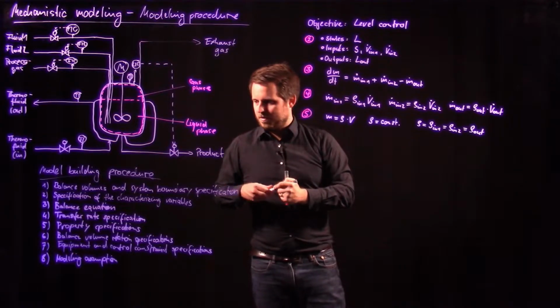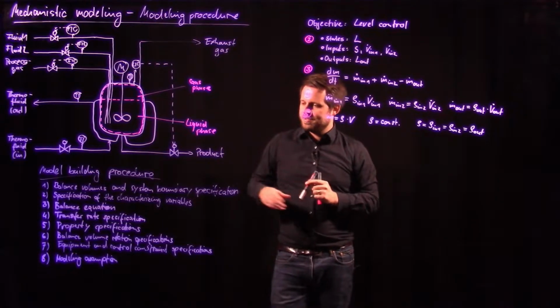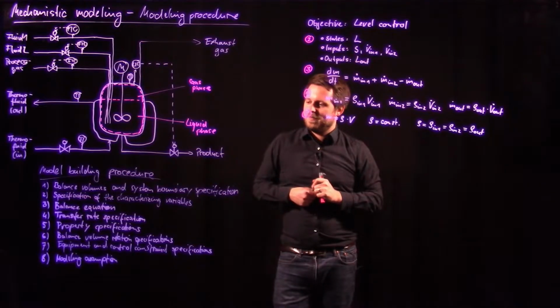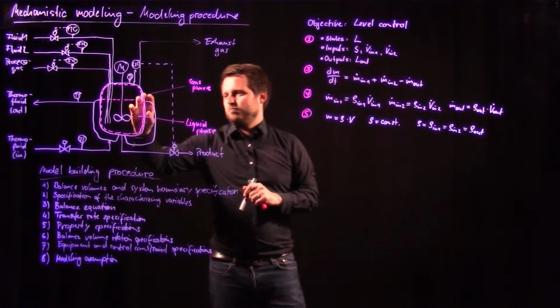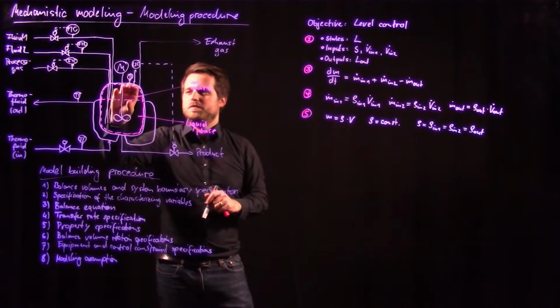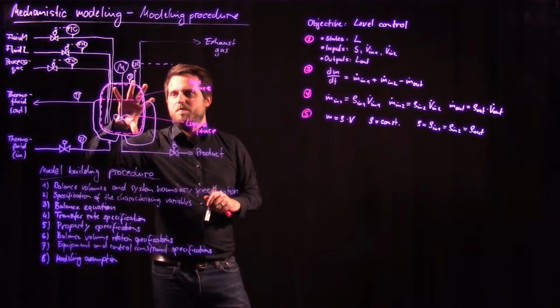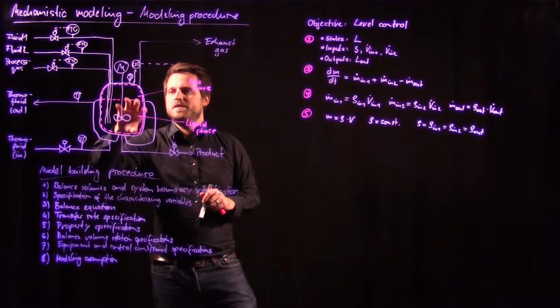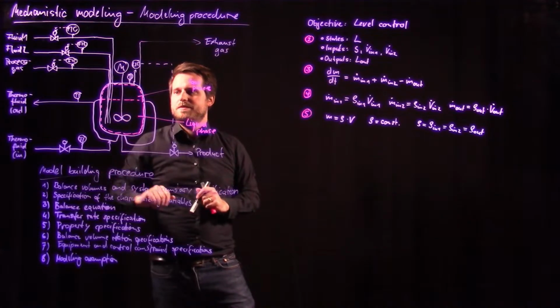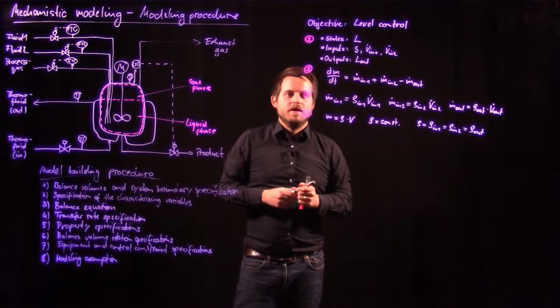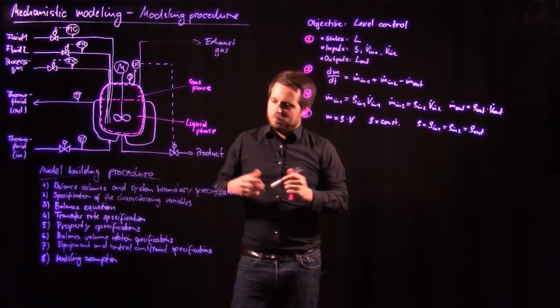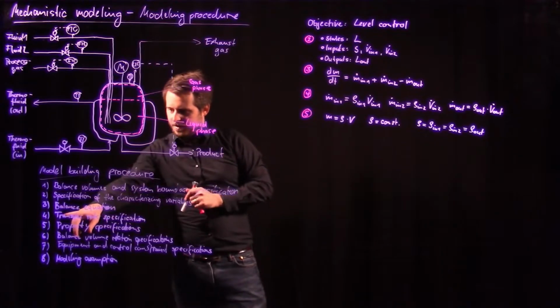So this is about the property specifications, and then we have the balance volume relation specifications. This was the thing where we talked about a relation. We have a bigger volume and we have different balance volumes in the system. But in the end, this is not relevant for this modeling right now.